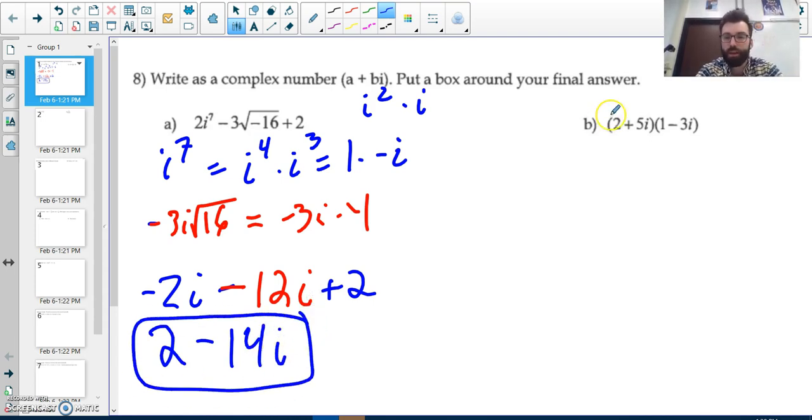Okay. Next one here, I got a binomial times a binomial, which means I'm going to do FOIL: first, outer, inner, last.